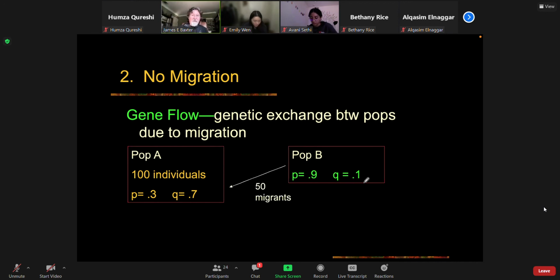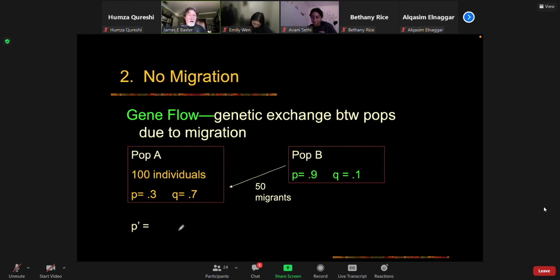So I'm going to move 50 migrants, 50 individuals, so that now our population A after the migration consists of 150 individuals. And let's assume, even though this is a small size, I'm going to rule out any founder effect. Among these 50 individuals, P is equal to 0.9 and Q is equal to 0.1. After migration, we need to determine what the P is after migration. I'm going to call that P prime.